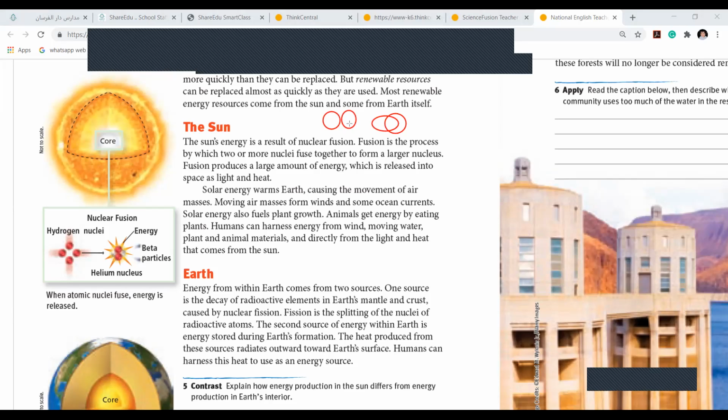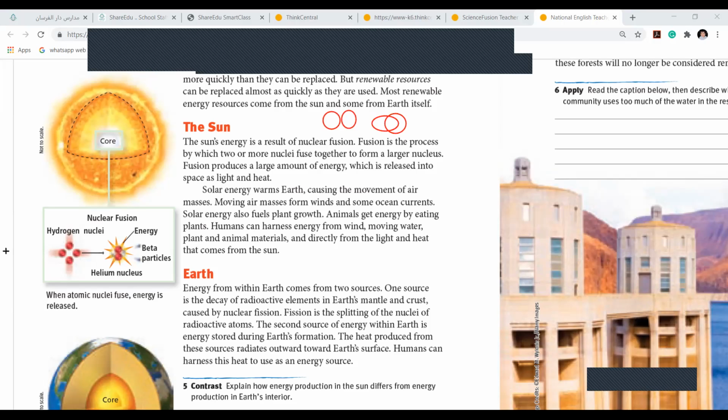Combine means this way. They combine together to form a large nucleus. This is called fusion. When they fuse together, they produce a very large amount of energy, which is released as light and heat. Solar energy warms Earth, causing the movement of air masses. Now coming to Earth.